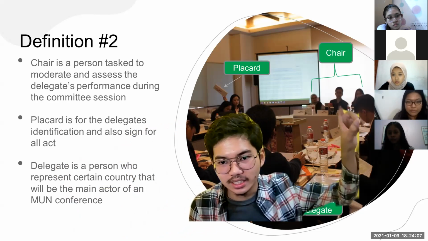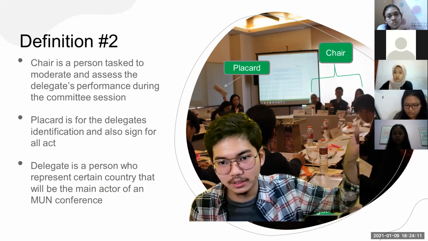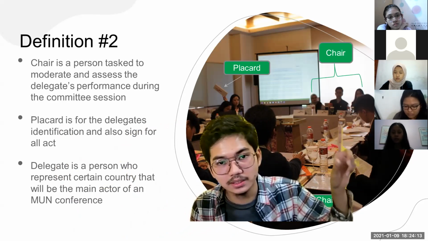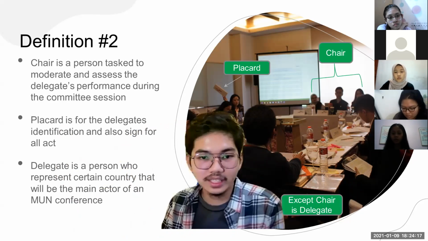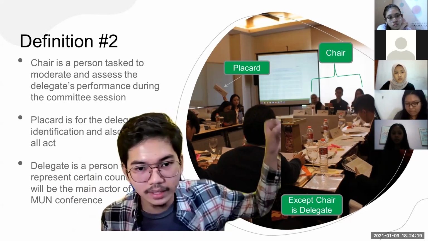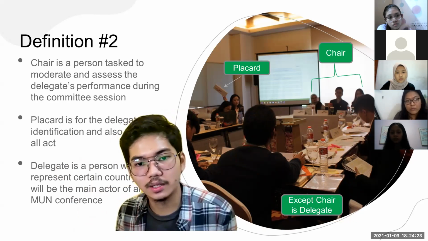This guy in the middle, and then the two other girls on the left and right part. These are the chairs. They are not participants, but they will help you in becoming a better participant. The one that is raising placards over here, the girl, this is the participant. You can see the name on the placard there.